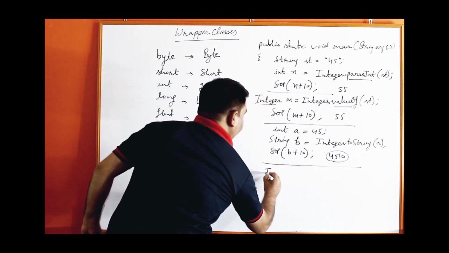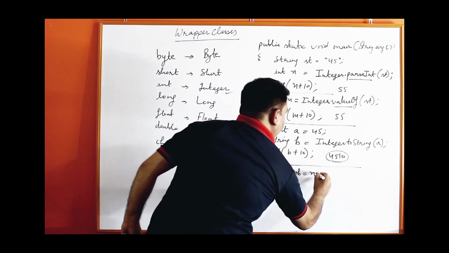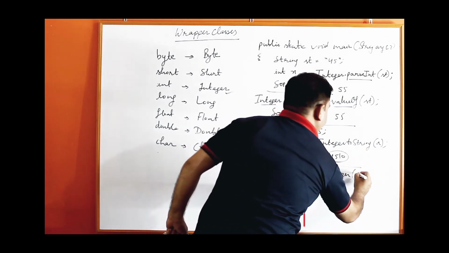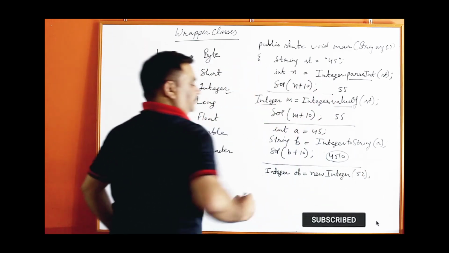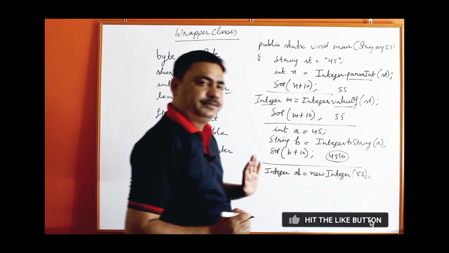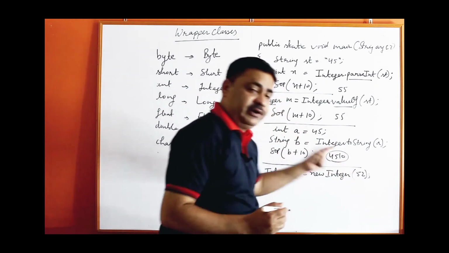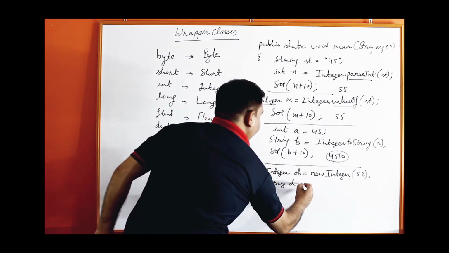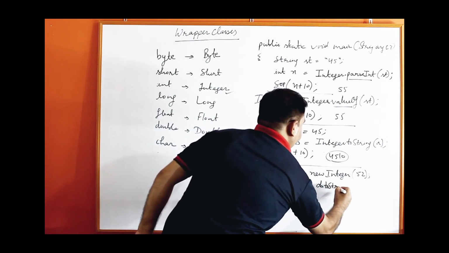First of all, you have to create the object of the Integer class. Integer ob equal to new Integer, write any value, suppose 52. So the value of this object is now 52. Here I have created the object of the Integer class, and now I have to convert this value into a string. Take one string variable, string d equal to ob.toString.